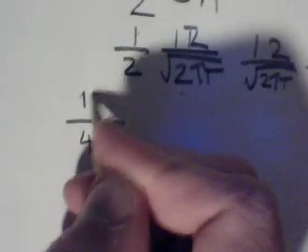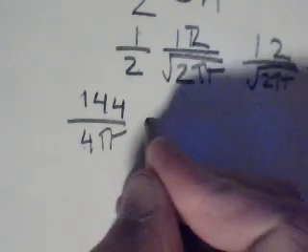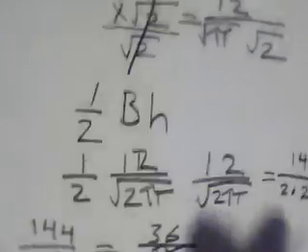Bring everything else over. 144 divided by 4 is going to equal 36. We keep the pi there. That's our final answer. You notice it's going to be A here, 36 over pi.